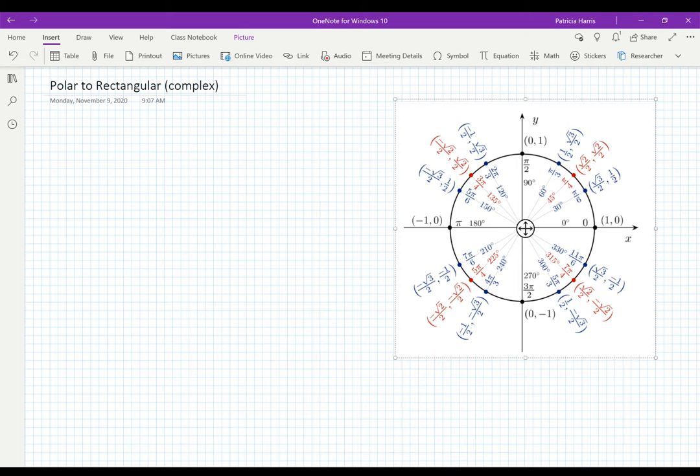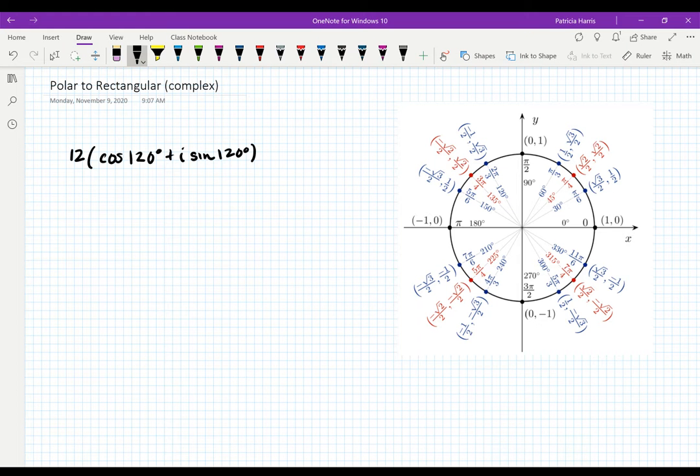The first one we're going to do is 12 quantity cosine of 120 plus i sine 120. The very first thing we're going to do is find 120 degrees on the unit circle, which is right here. You'll notice that it has coordinate values. The first one is a cosine value, the second one is a sine value. So we're going to substitute whatever those values are into our parentheses.